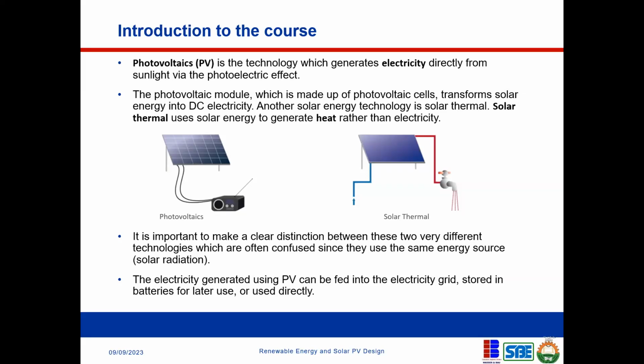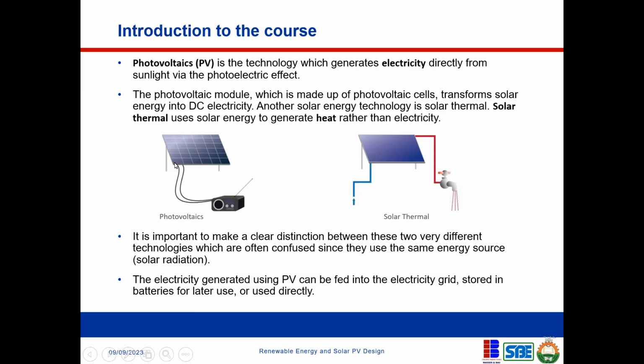There's another solar energy technology, which is solar thermal. Solar thermal uses solar energy to generate heat rather than electricity. So let's bear in mind there are two forms of solar energy here: solar photovoltaic and solar thermal. The solar thermal is what generates your hot water. You put it on your roof, it uses the heat from the sun to heat up your water, and that water is supplied into your home. That's what we call solar thermal. Another one is the solar panel that converts sunlight into electricity, which is also supplied into your home.